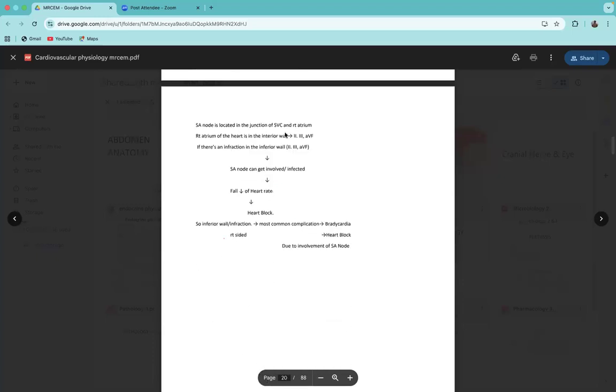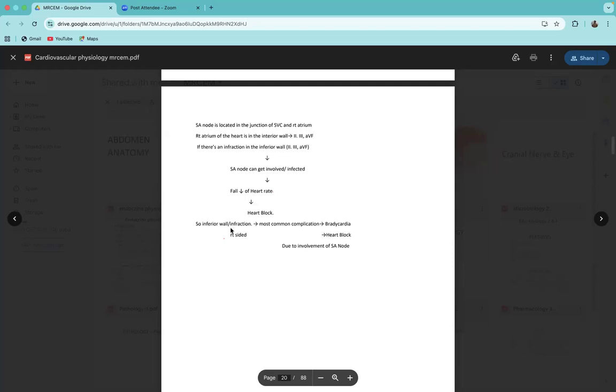So the SA node is basically located in the junction of the superior vena cava and the right atrium. The right atrium is supplied by the inferior wall of the heart, which basically corresponds to leads 2, 3 and aVF of the ECG as well. So if there is any infarction in the inferior wall, the SA node can get involved, which causes a fall in heart rate and indicates heart block as well.